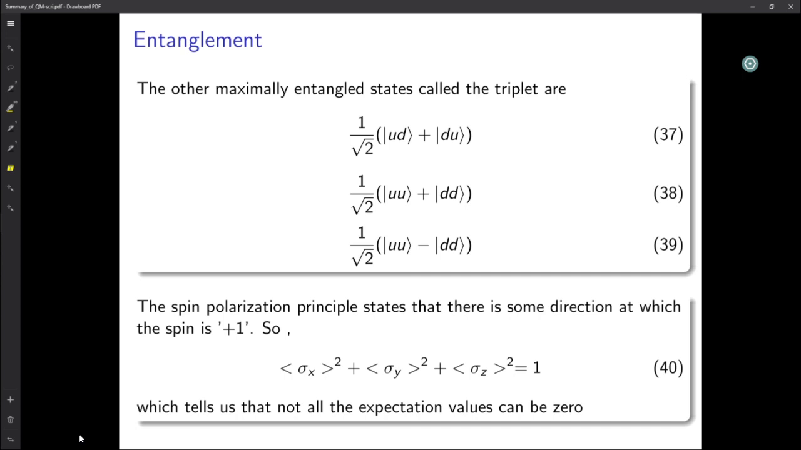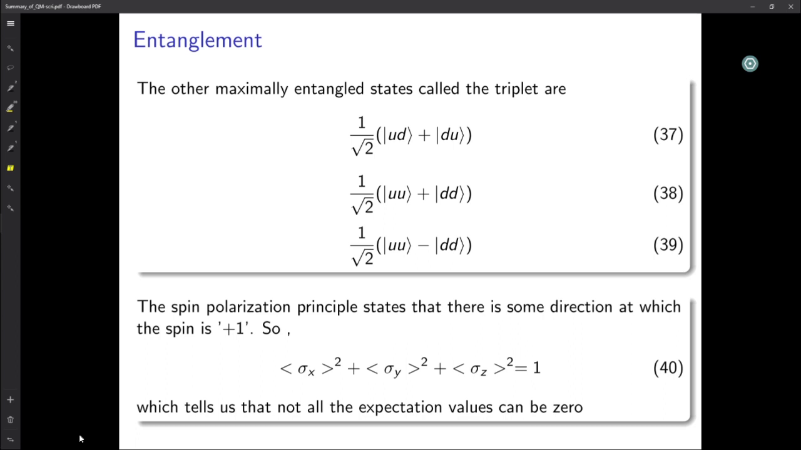All right. And then the other maximally entangled states, I will explain to you later. I have separated the singlet state from these other three entangled states, which are called the triplet. I'll tell you why I have separated those two. The other three are basically three different combinations of the product spaces.